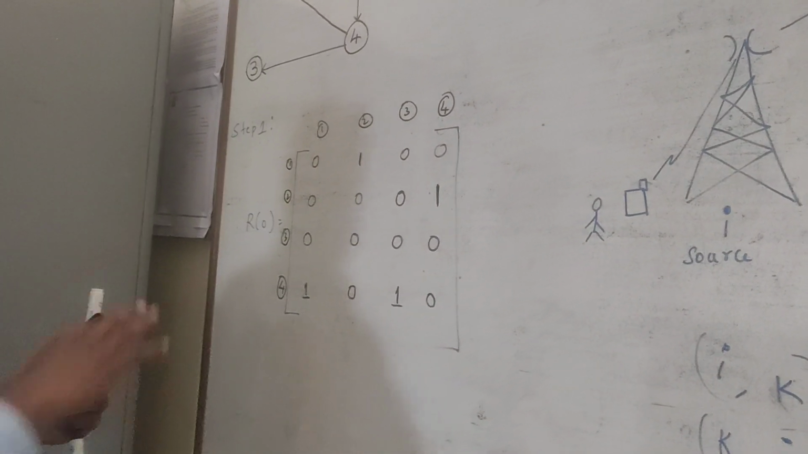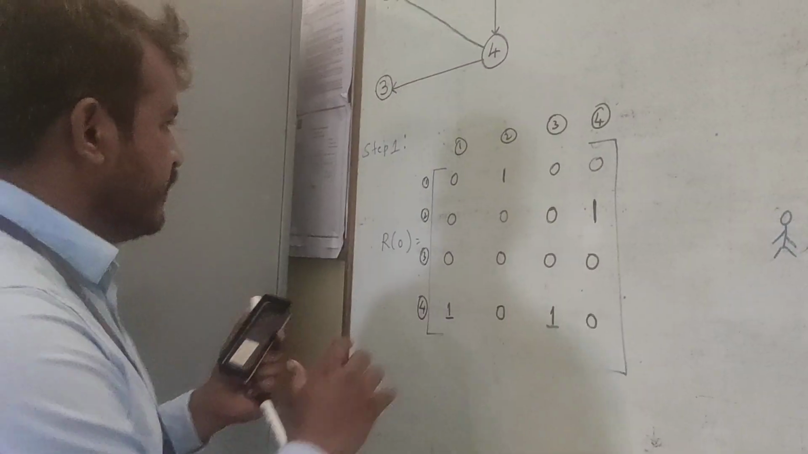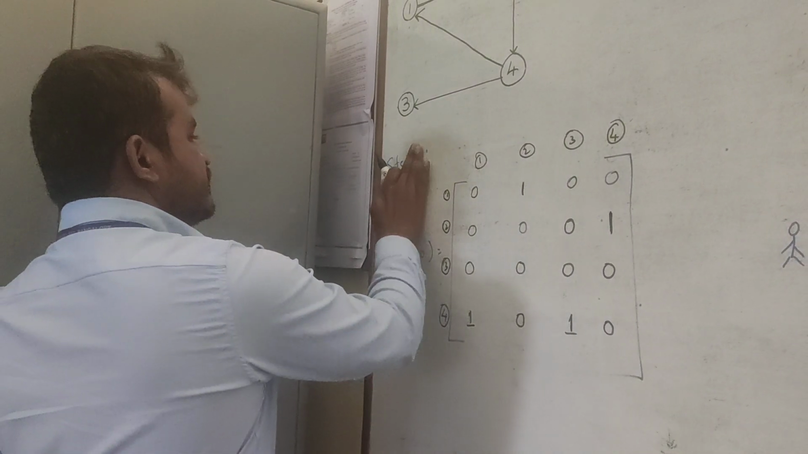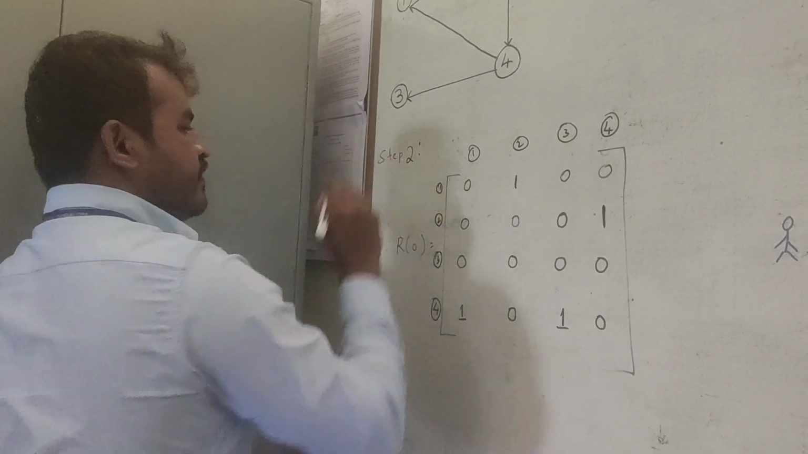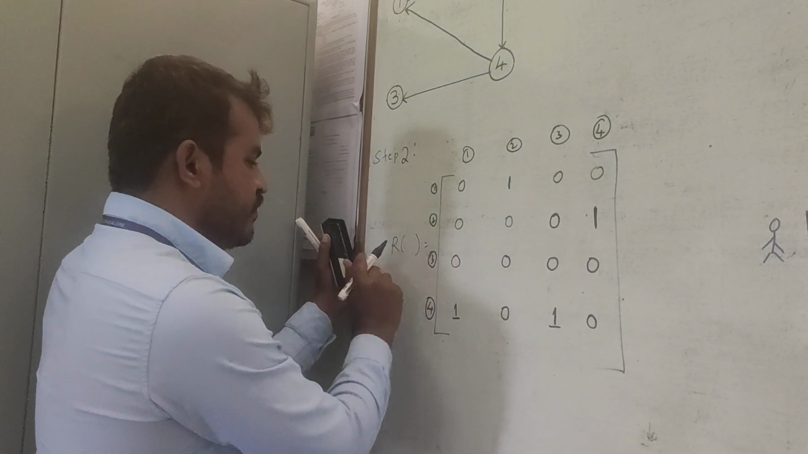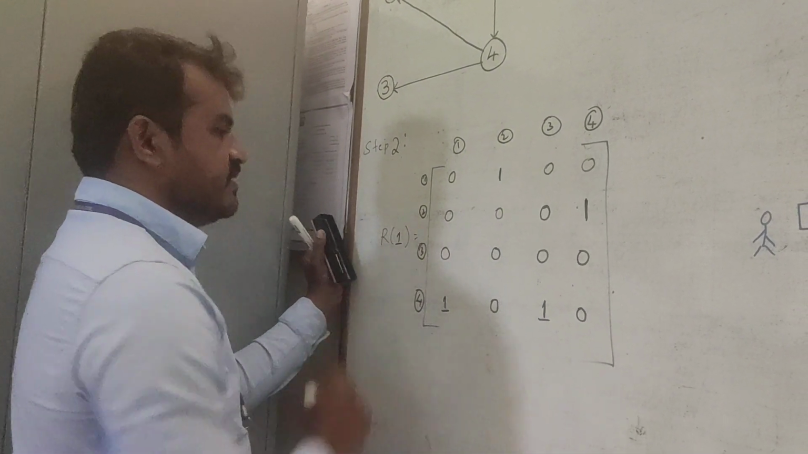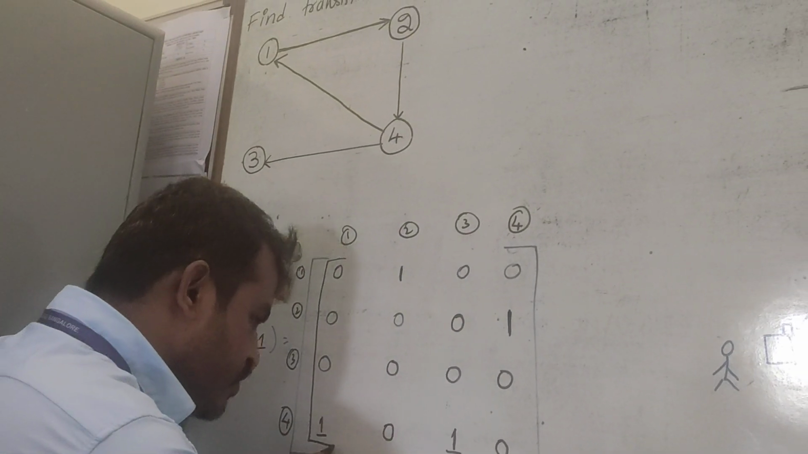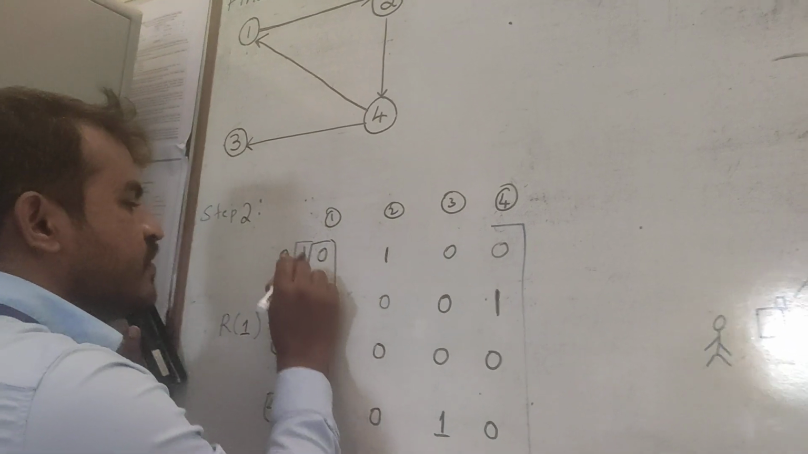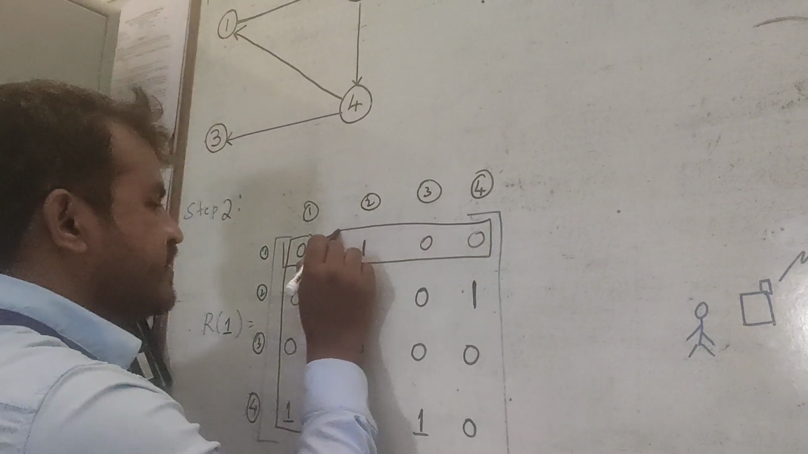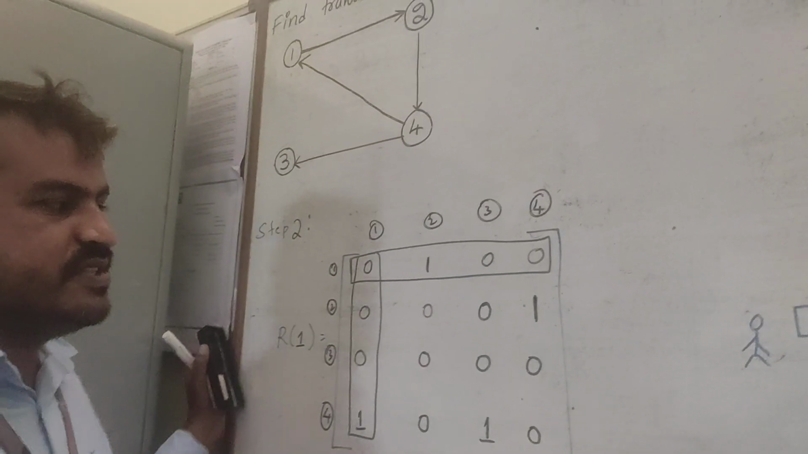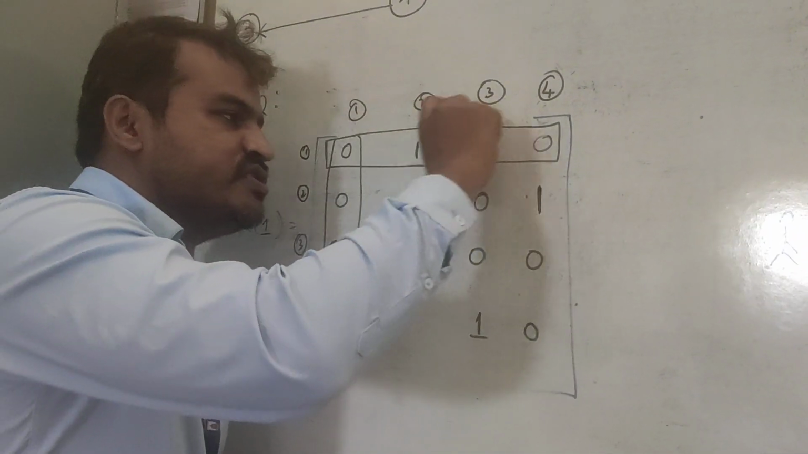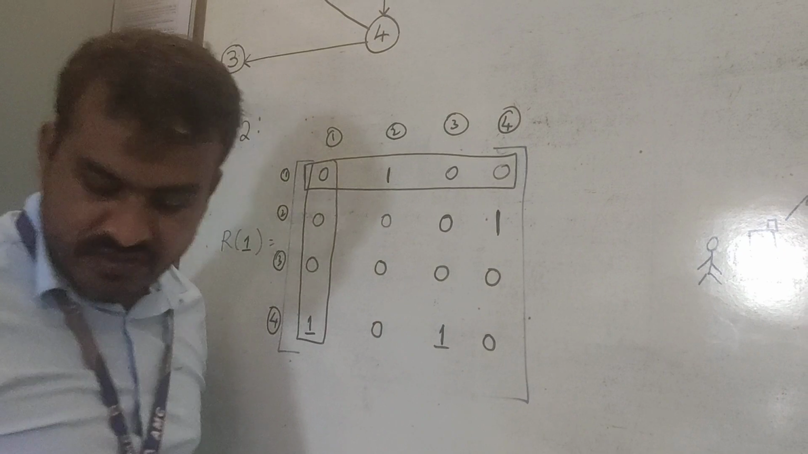In step 2, which is important, this was step 1. Then again you have to write the same matrix, step 2, as R of 1. Then you have to select the first column and first row. Once again, select the first column and the first row, vertically and horizontally. First one you have to select.